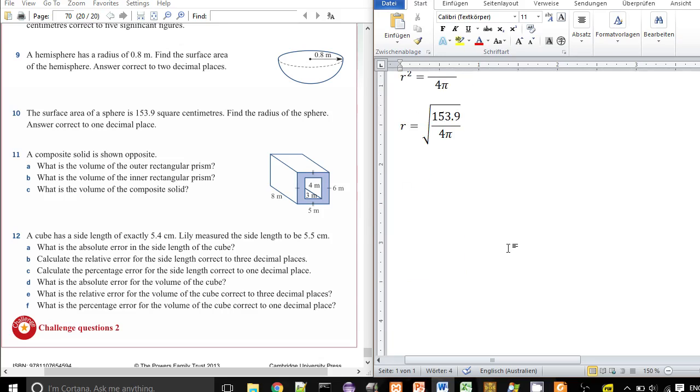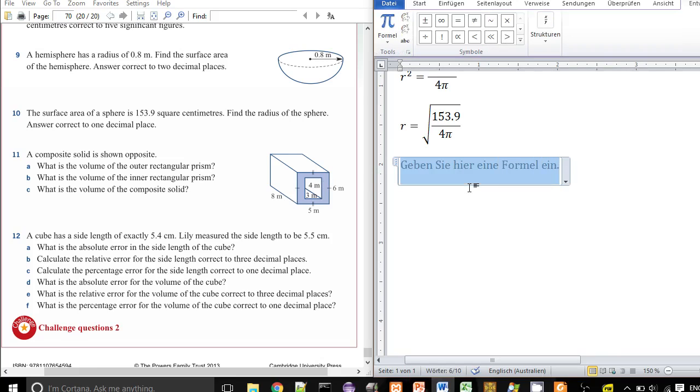Alright. I'm going to try and keep going so I don't lose all of this. So this is a composite shape. This is an outer rectangular prism and an inner one. So we're finding the volume. I actually have another shortcut, but this way is actually pretty quick. Okay, so the outer volume is going to be 8 times 5 times 6. Okay, which is like 240 cubic meters.